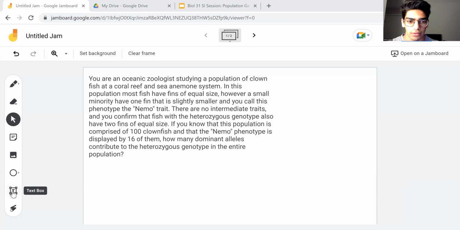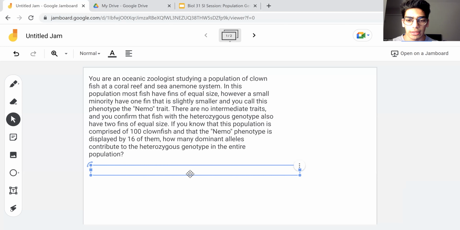But just to start out with, I want to mention the way I like to break down Hardy-Weinberg equilibrium problems, and it's sort of a three-step process. The first step is identifying what the problem wants us to solve.